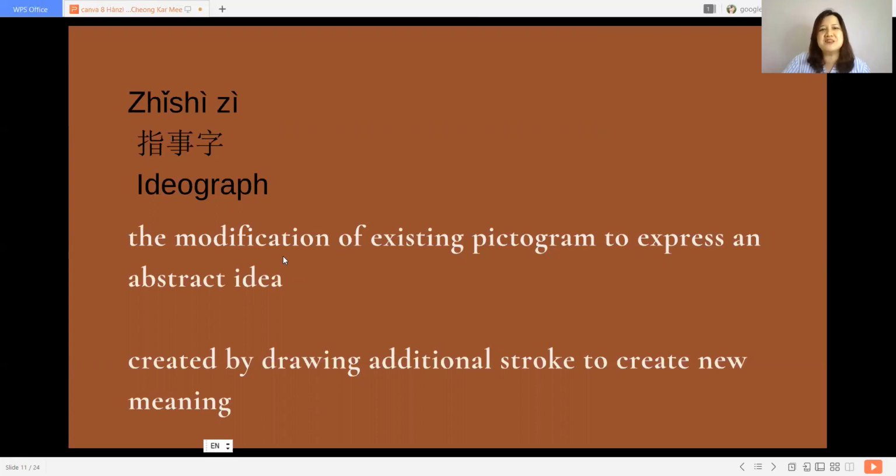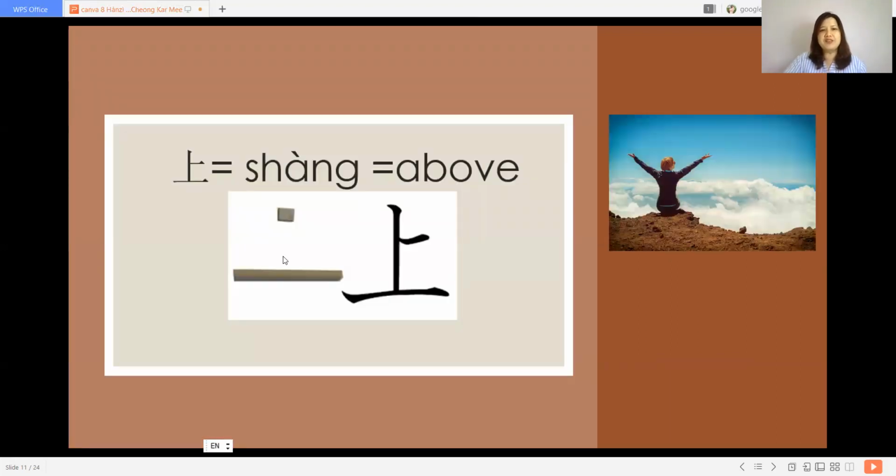Let's look at the example. For example, this one. Are you with me? I'm pointing at this one. This is a baseline. This is a horizontal line.